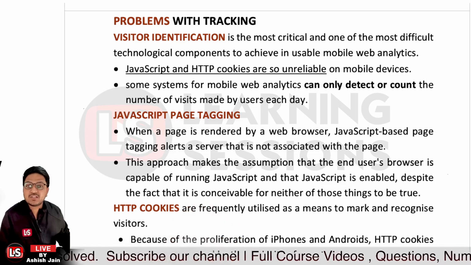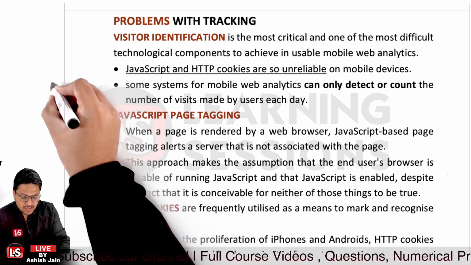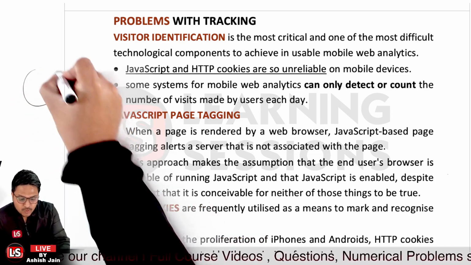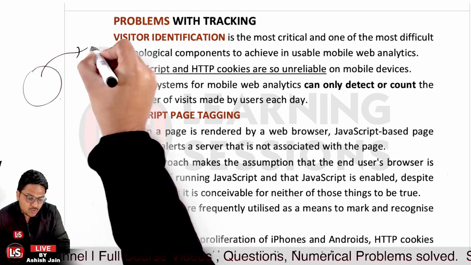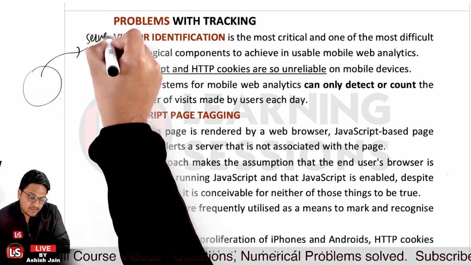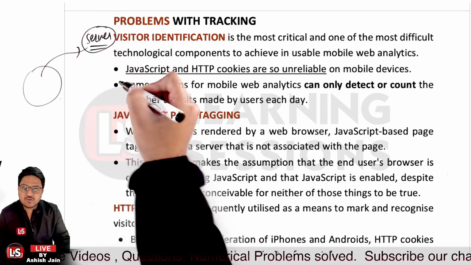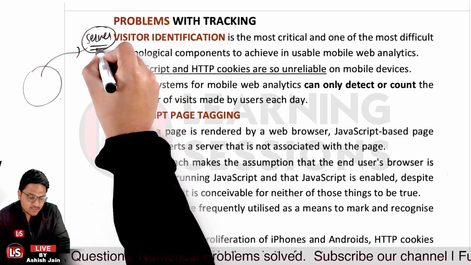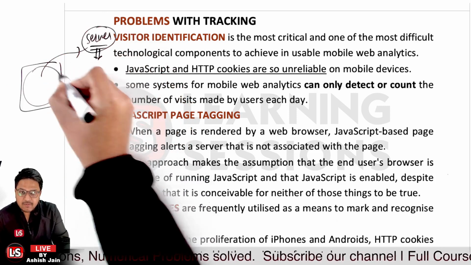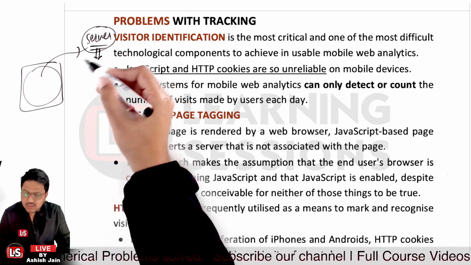And further, we can use JavaScript page tagging. JavaScript page tagging is something where, when a page is loaded, it sends a response to the server. When this JavaScript node sends a response to the server, the server will know that the web browser on which the website is being opened supports JavaScript, right?